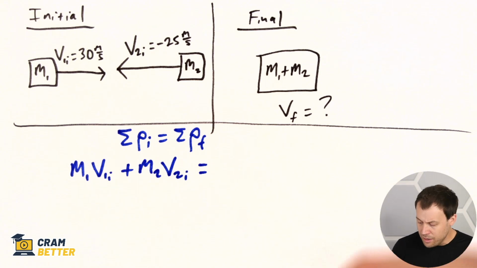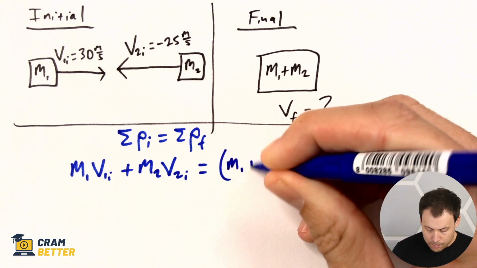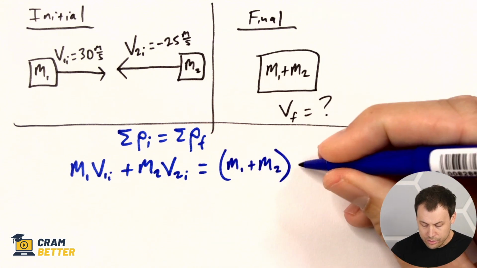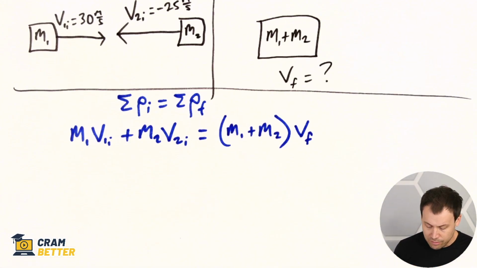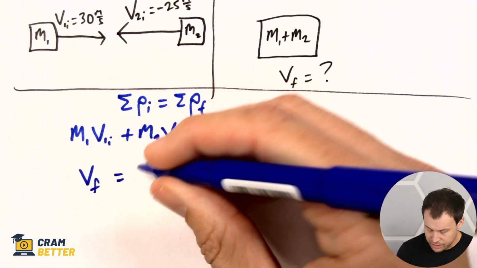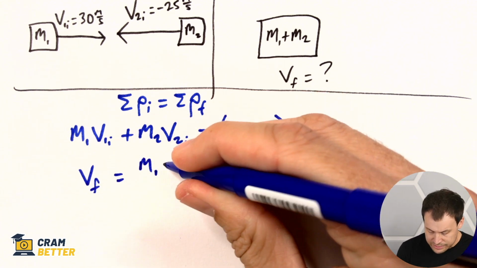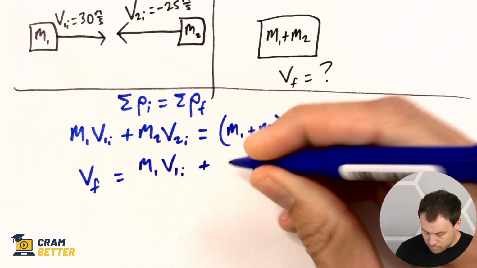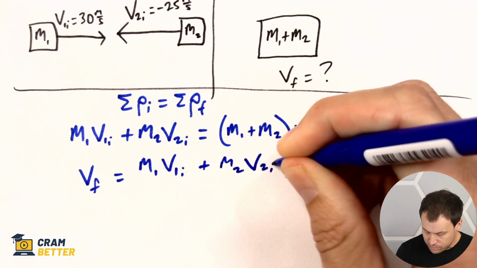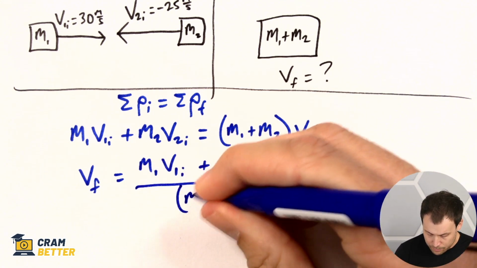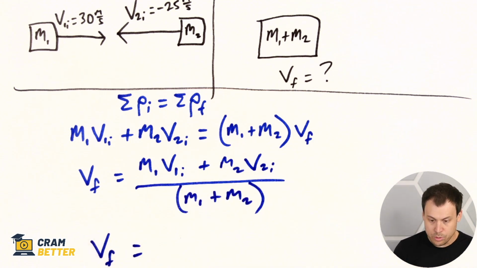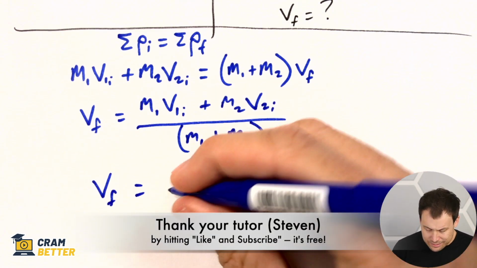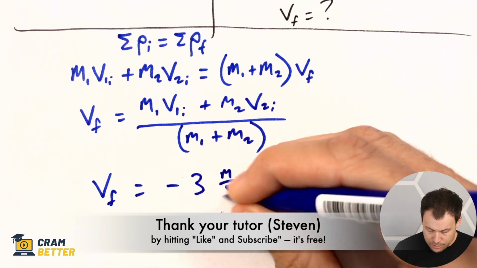On the right-hand side, we have just one object, which is the combined mass of both cars together. They're going to move at the same velocity, VF. That's what we're trying to solve for. So we're just going to rearrange this, get VF by itself. So VF is going to be equal to, rearranging algebraically, M1 V1 initial plus M2 V2 initial, all divided by the combined mass, M1 plus M2. If we plug that carefully into our calculator, we should get negative 3 meters per second.